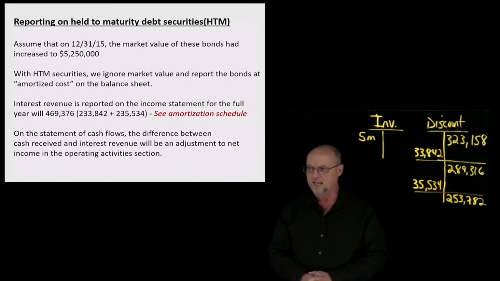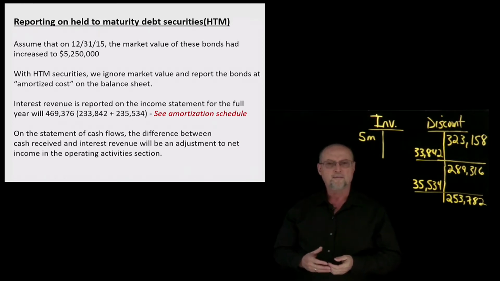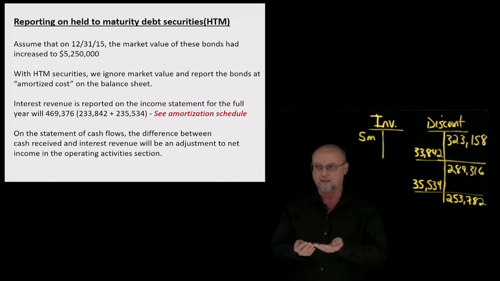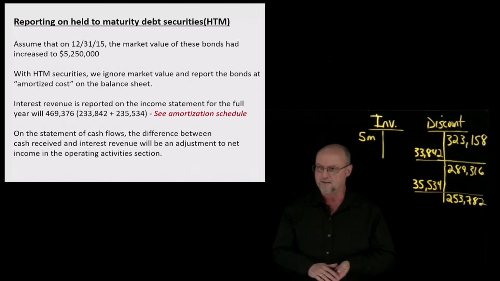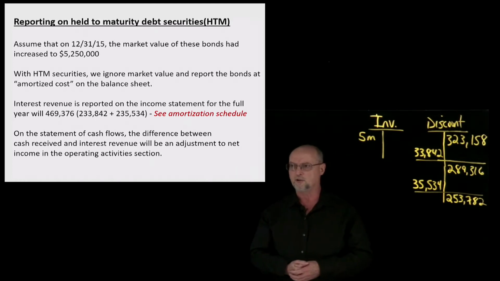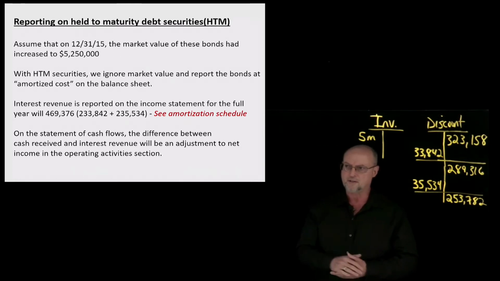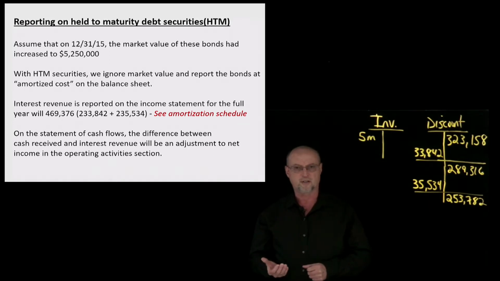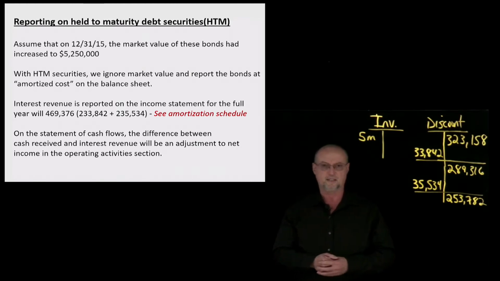And on the income statement, interest revenue for the first year will be the interest revenue for the first two 6-month periods. 233 plus 235 gives us 469,376, and that goes on the income statement. And then notice on the statement of cash flows, any difference between the cash receipts and the interest revenue will be a reconciling item to net income in the operating activities section.